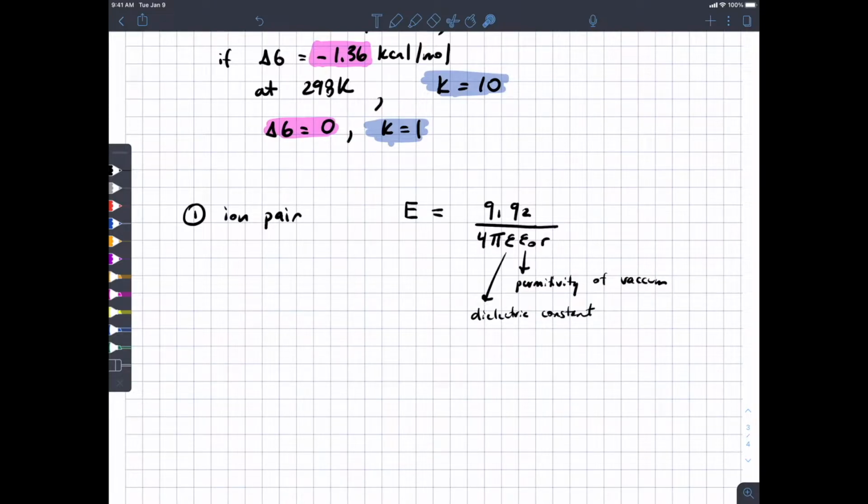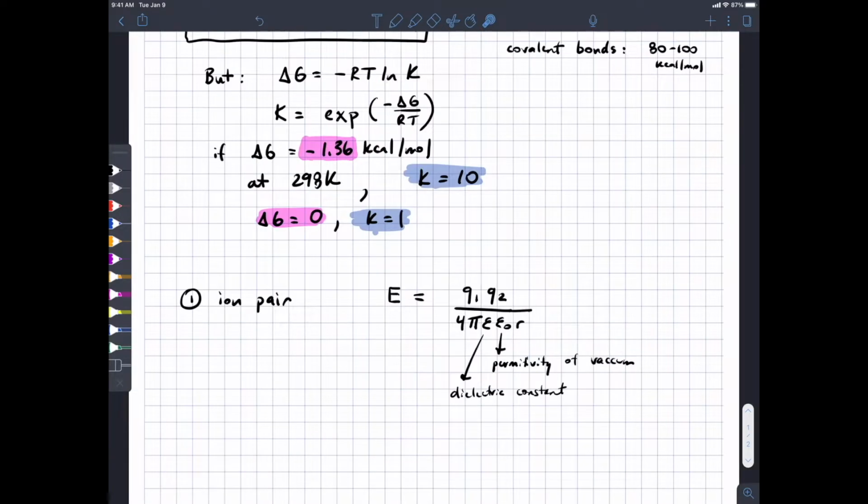Right? And the reason is that it has to do with this dielectric constant, and it also has to do with the ability of water to solvate the charges once they're dissociated in that, and we'll talk about those. But let's talk about what this dielectric constant means.